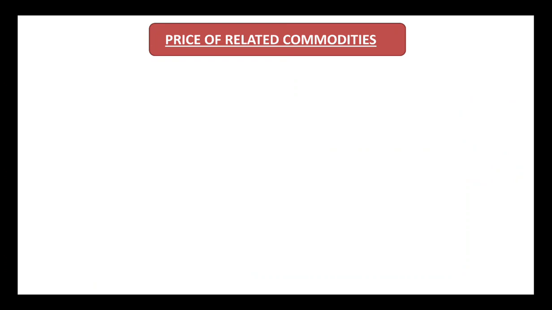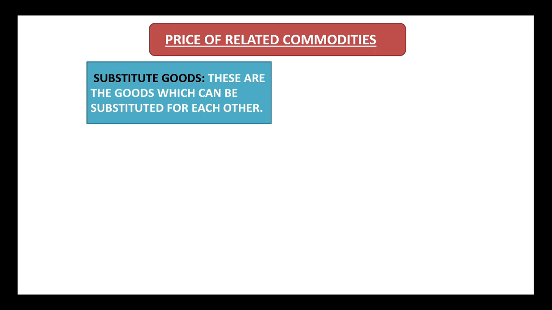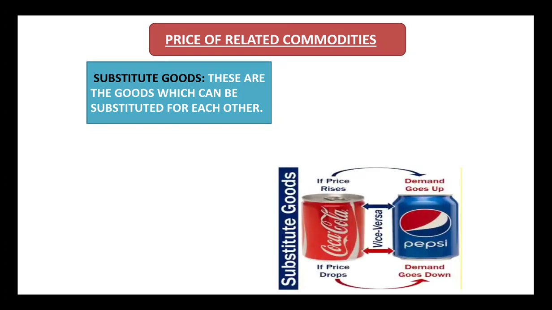Now let's peep into the next factor, which is the price of related commodities. The first one is substitute goods. Substitute goods are those goods which can be substituted for each other. Let's say if we are using toothpaste, we have Colgate and Pepsodent. If we are using soaps, we have Lux, Dove, Pears. If we are using coffee, we have Bru, Nescafe, right? So what happens when we have a particular substitute good? One of the very famous and very old examples is that of Coca-Cola and Pepsi.